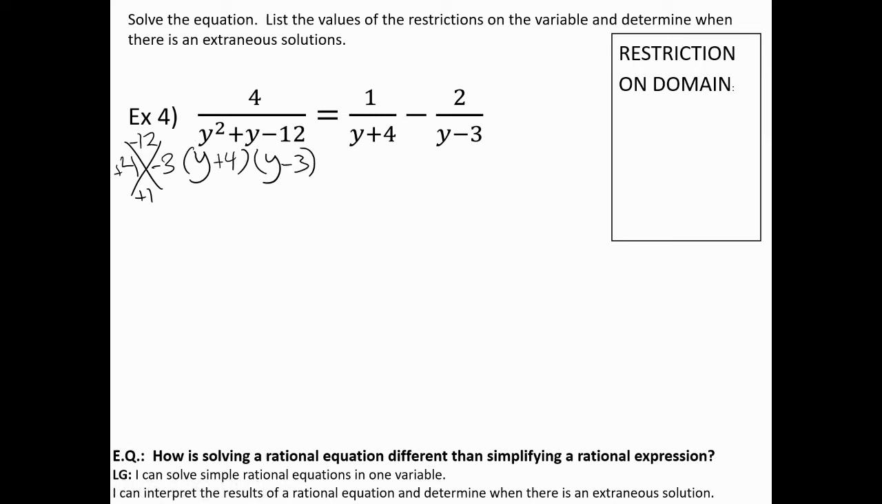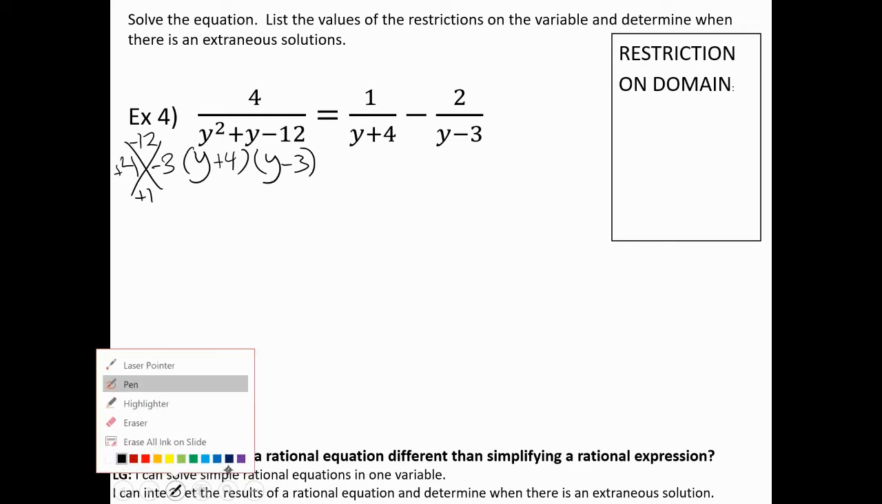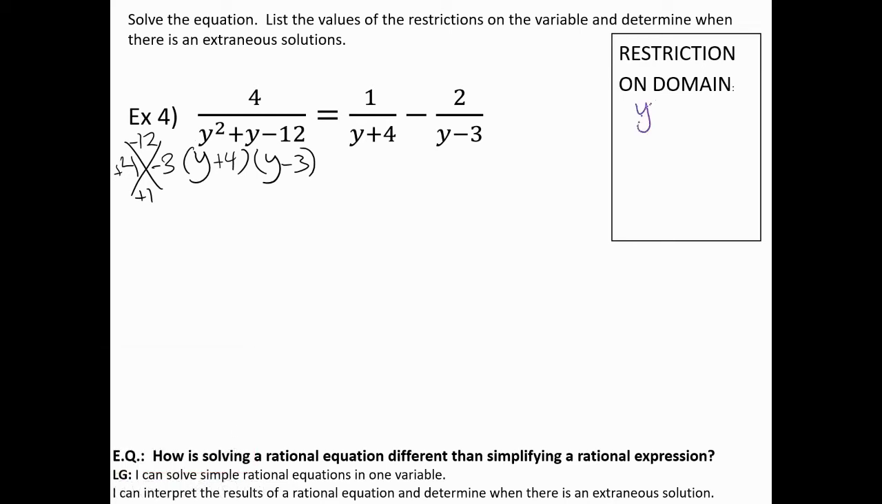Now we're going to find our restrictions. Our restrictions are y plus 4 equals 0. Notice that's the exact same thing we got here. So we only have 2 restrictions. And y minus 3 equals 0. So we know y cannot equal negative 4 and y cannot equal positive 3.